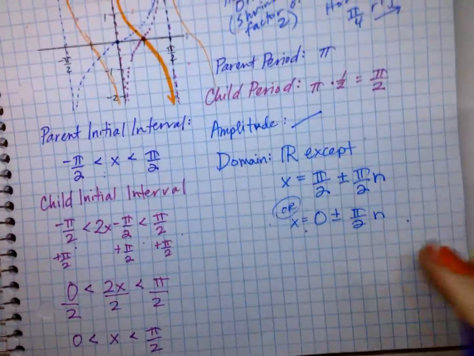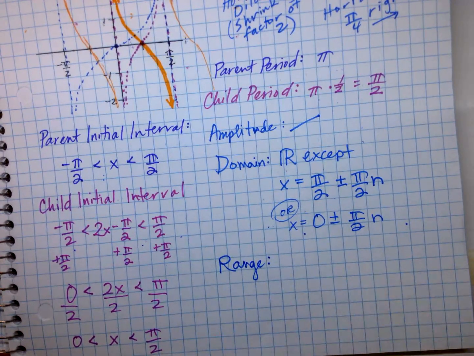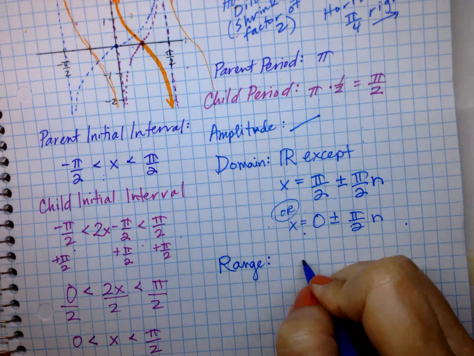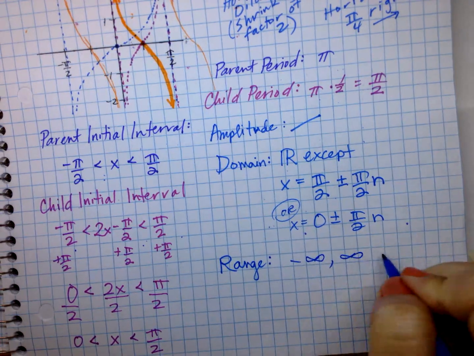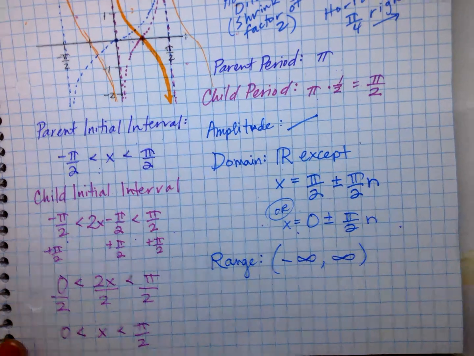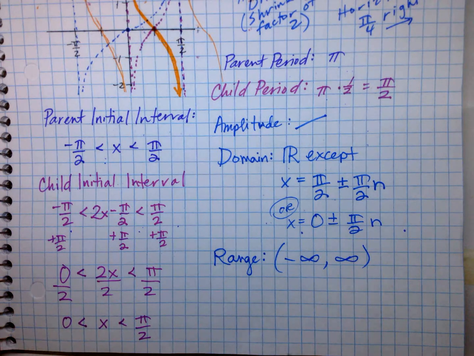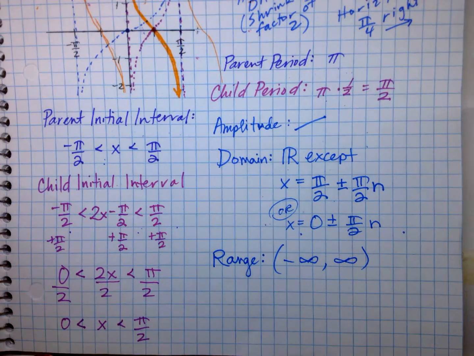And then finally, do we have a range? Not a limited range. Our range is going to be from negative infinity up to infinity. And we do not include the infinities. We use our curved parentheses because infinity is not a number. So we just say from negative infinity to infinity. No limitations on the range.